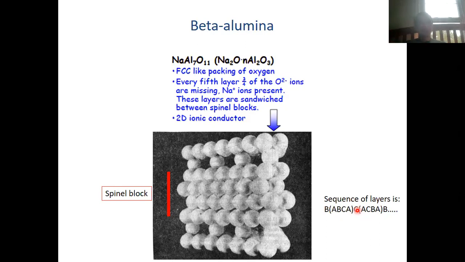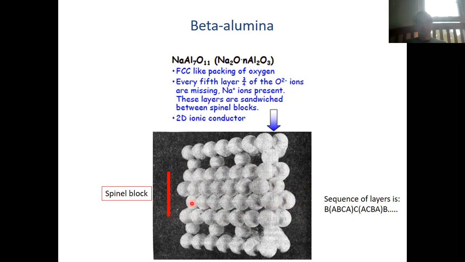Okay? So within these 4 layers, which are shown here, because we have more oxide ions, we also need more cations. And these cations, which are aluminum and sodium, are arranged very similarly to how they are arranged in the spinel structure. Therefore, these 4 layers here are also called the spinel block.